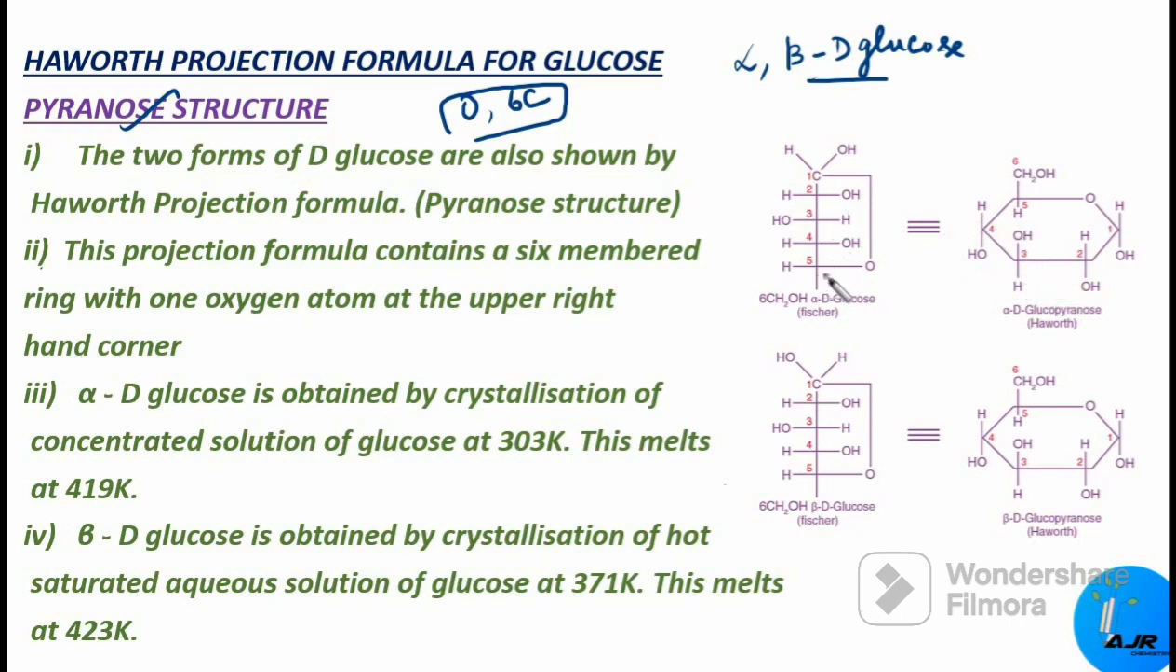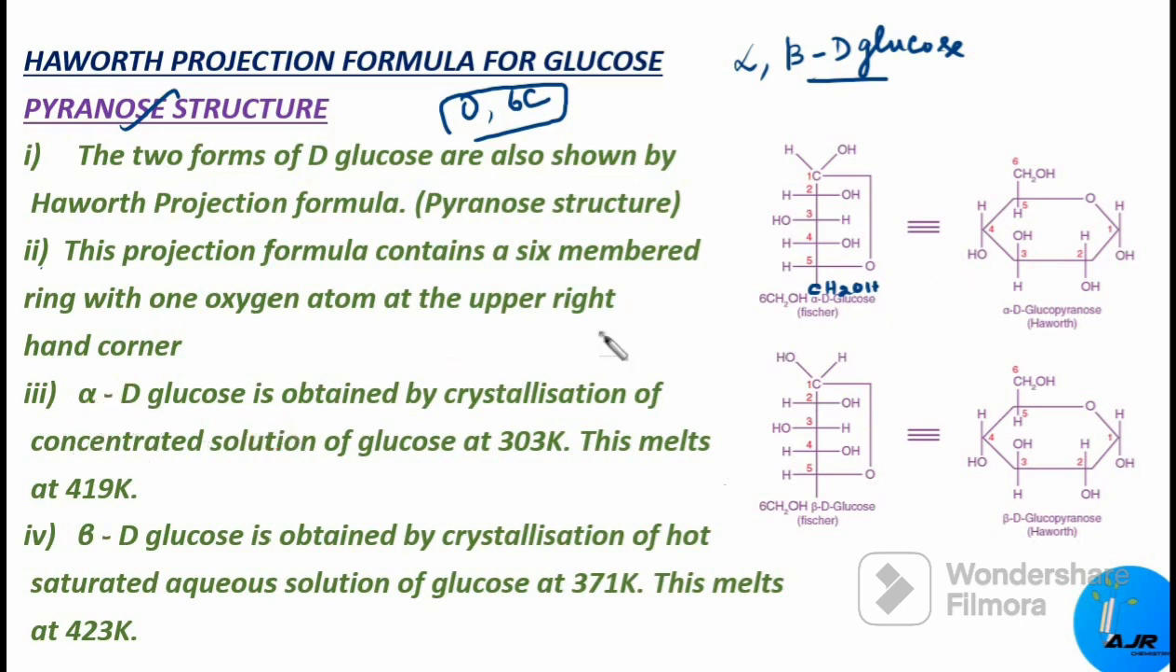So the terminal CH2OH, the final one, that is here in the sixth carbon, we will have CH2OH. In the final terminal, the CH2OH group lies above the plane of the ring. So it's above the plane. Can you understand? So the terminal CH2OH group lies above the plane. Now this is the Haworth projection formula for glucose.